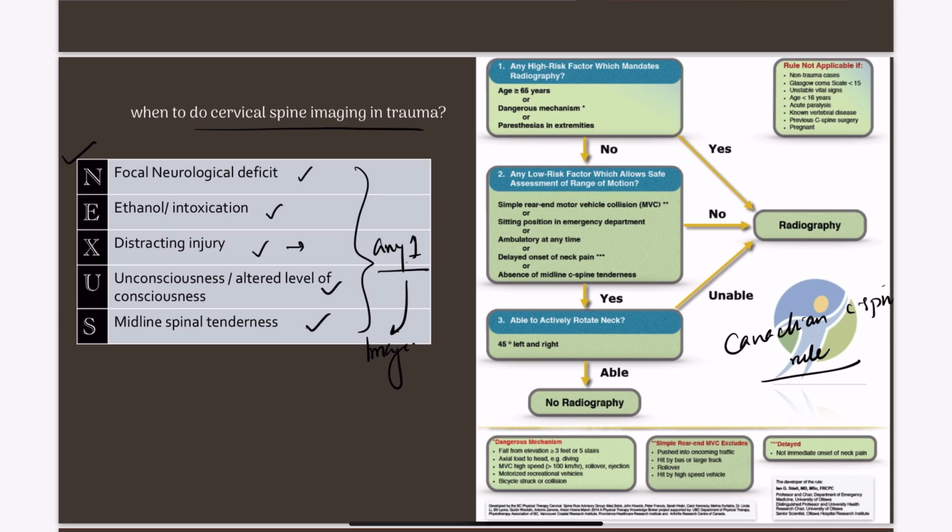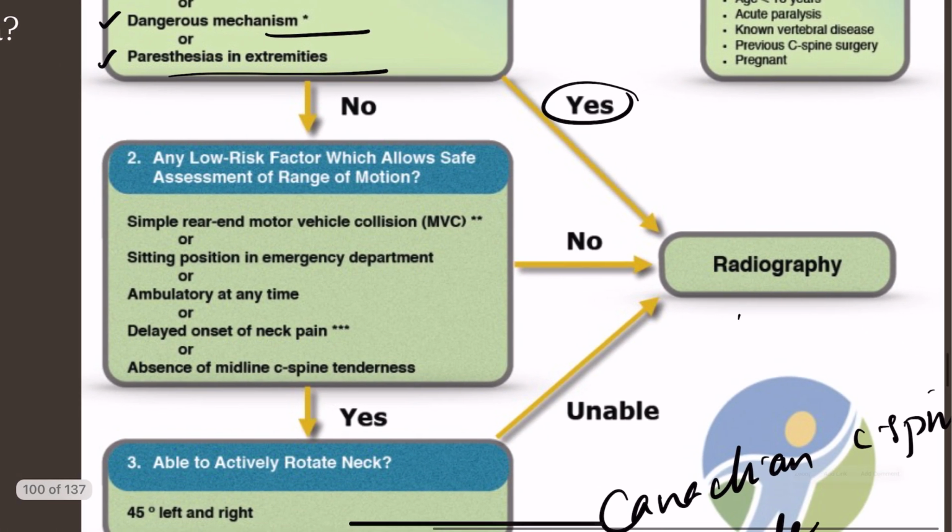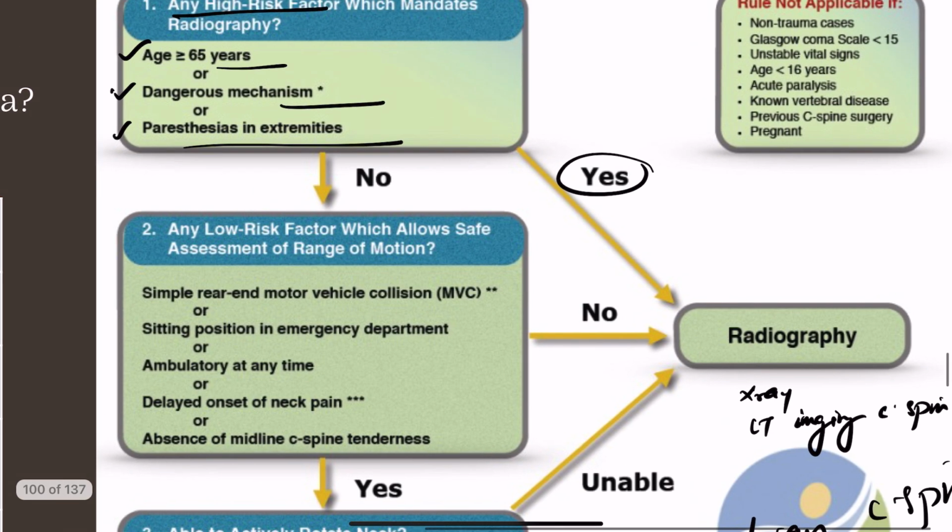Coming to the Canadian C-spine rule, it has high risk factors. High risk factors are age more than 65 years, dangerous mechanism of injury, and paresthesias of extremities. We have to directly go for radiology. It can be either X-ray or CT imaging of the C-spine. So what are the dangerous mechanisms of injury?